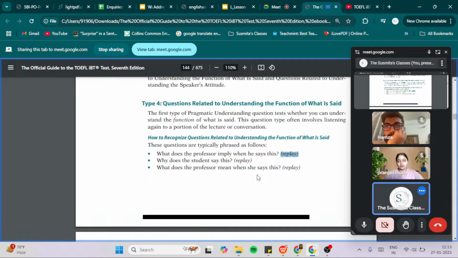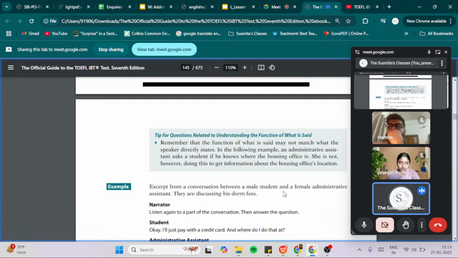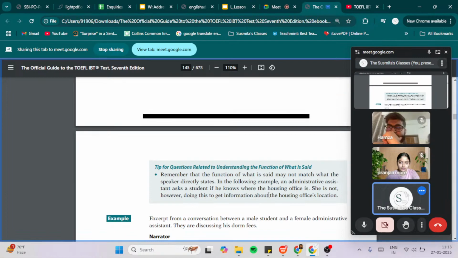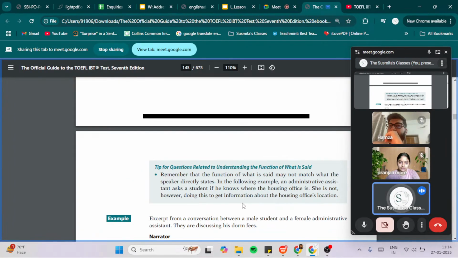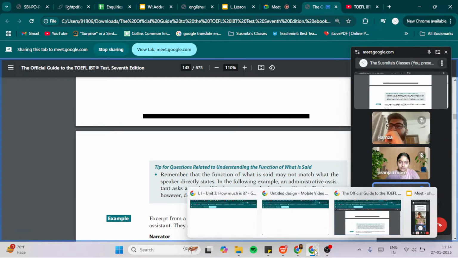So that audio part will be played, and in the same way they can ask you why does the student say this, or what does the professor mean when she says this, he or she depending on the gender. They will give you the replay option. That's where you have to listen and try to gauge. Remember that the function of what is said may be very different from what he's trying to say over here. Over here also you have some conversations I had told you in the last class. Now, let's listen to the audio.